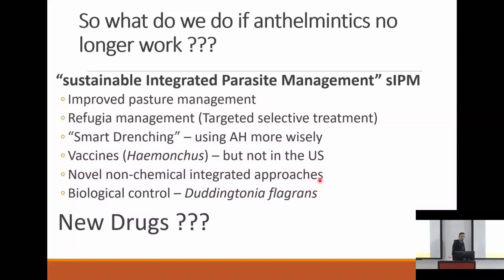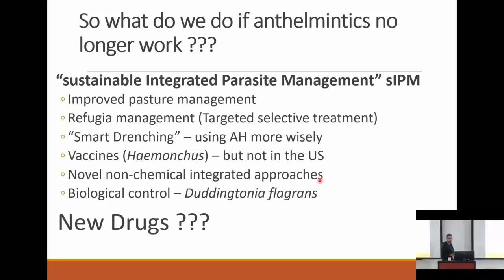Finally, what do we do if the anthelmintic no longer works? This is the scenario at the moment. Anthelmintic drugs are not working. So these are some of the steps you have to adopt, like sustainable integrated parasite management. This is one of the approaches you have to adopt, and we talk about most of these points in our control of Trichostrongyles lectures. For example, how to improve the pasture. We'll talk about that in detail.